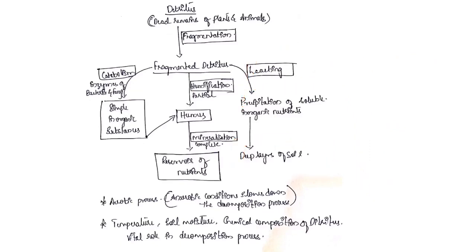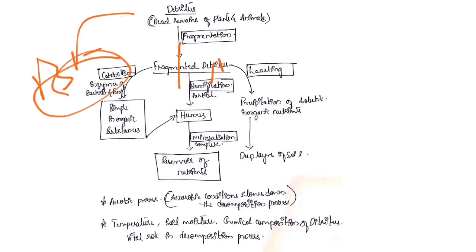And the next one is catabolism. What happens is that the detritivores attack the detritus and make fragments, and this fragmented material is attacked by microorganisms like bacteria and fungi. What do bacteria and fungi do? They secrete extracellular enzymes, so that complex organic matter is converted into simpler forms. That simple material is nothing but humus.